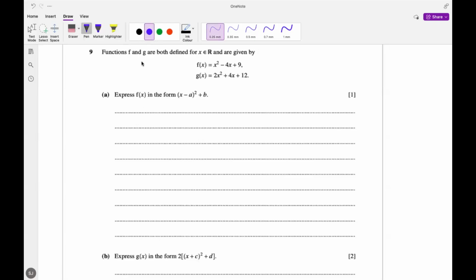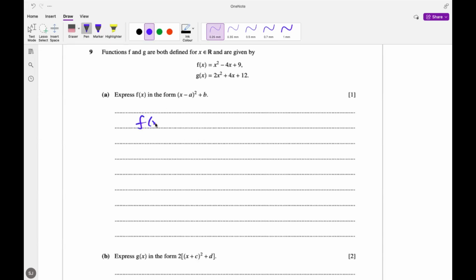In question 9, functions f and g are both defined for x as an element of real numbers and are given by f of x equals 4x squared minus 4x plus 9. g of x is 2x squared plus 4x plus 12. In part A, we have to express f of x in the form x minus a whole squared plus b.